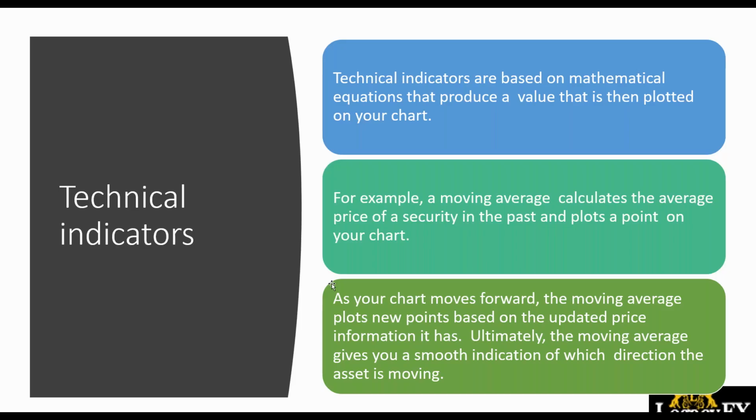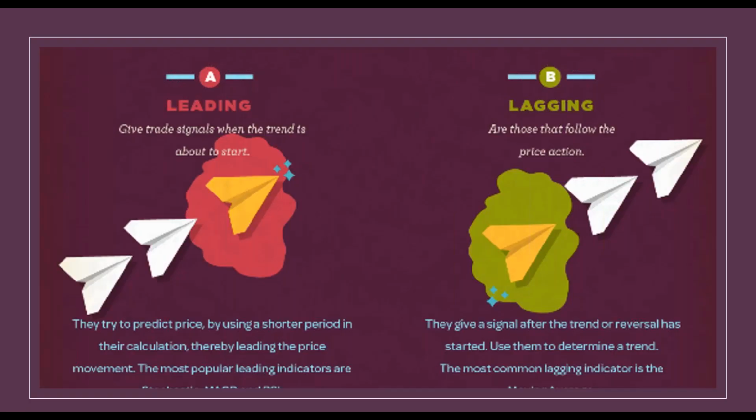Now, technical indicators are based on mathematical equations that produce a value that is then plotted on your chart. So we have what we call leading indicators and lagging indicators. Now, leading and lagging are not bad or good terms, like saying your son is leading in school or lagging behind in his education. Nope. Leading and lagging are not good and bad in indicators.